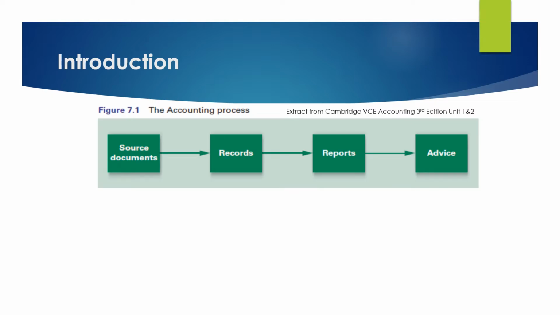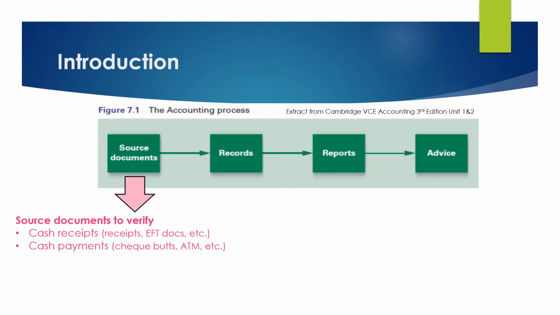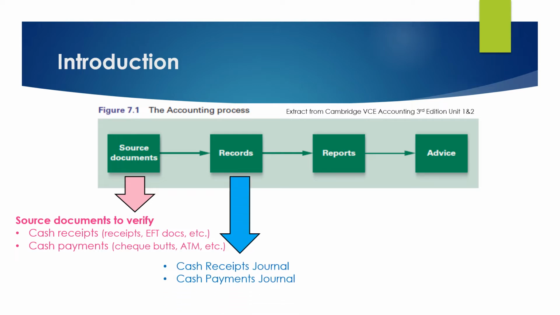Previously, we have learned how to recognize source documents that relate to cash transactions. For example, cash receipts and EFT documents may be used to verify cash receipts, while documents like check butts and ATM documents may be used to verify cash payments. Then we looked at recording cash transactions into two special journals, the Cash Receipts Journal and the Cash Payments Journal.